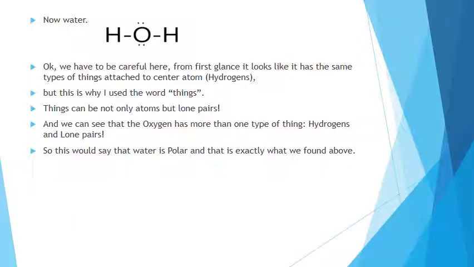All right, now let's go to water, and this might be a little tricky. Does the oxygen have the same type of things attached? Well, it kind of looks like it, doesn't it? Well, you've got to be careful here, because "thing" not only means atoms, it means lone pairs. So water actually has two different types of things. It has hydrogens and lone pairs, and therefore it is polar based on this rule, and that's what we found out with water anyway. So this rule of thumb does work most of the time. In our case, it will work all the time.